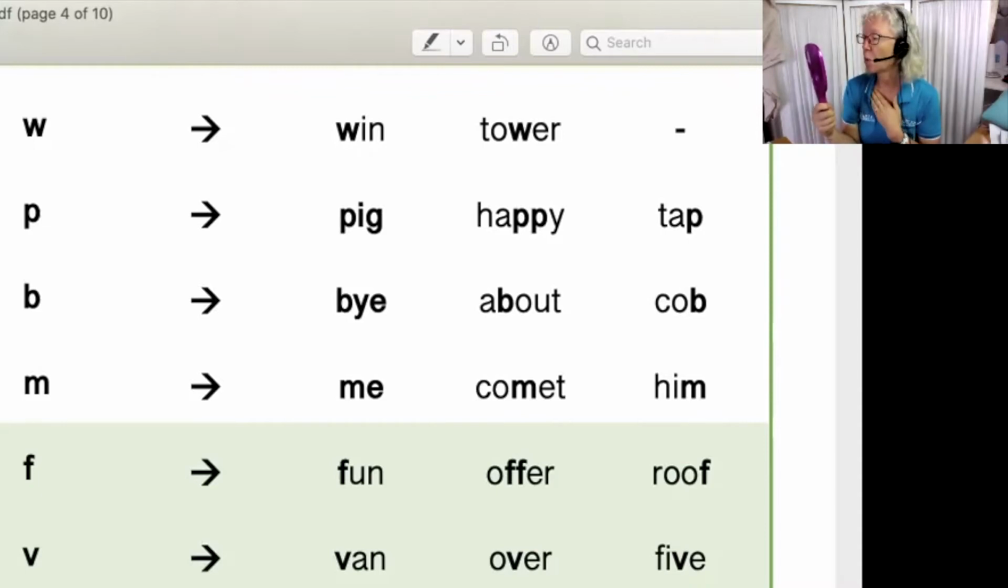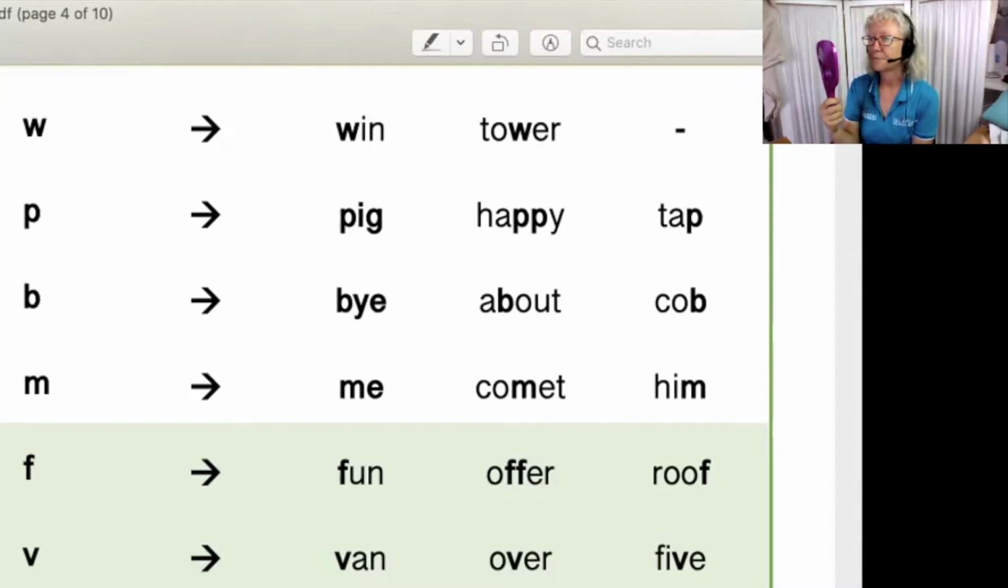I'm going to do win and tower. Now I'm going to do p. You can see my lips. P, there's no voice. P, you can see it's at the front. P, no voice. And I'm going to do it in pig. Pig, in happy, happy, and in tap, tap.